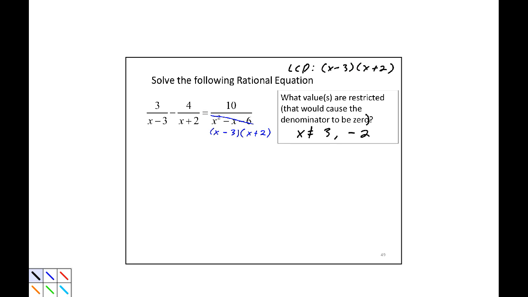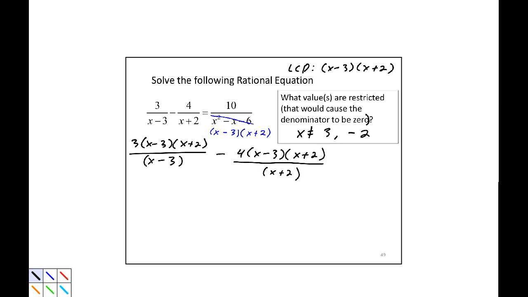All right, now I'm going to jump to actually writing that in. That's going to be 3 times, I would multiply by x minus 3, x plus 2, divided by x minus 3. That is the first term when I multiply that least common denominator in there. Minus 4 times x minus 3, x plus 2 over x plus 2 equals 10 times x minus 3, x plus 2 divided by x minus 3, x plus 2. Now simplifying, we have those terms cancel, those two cancel, and all of these cancel.